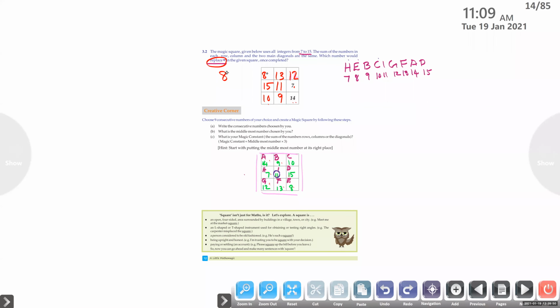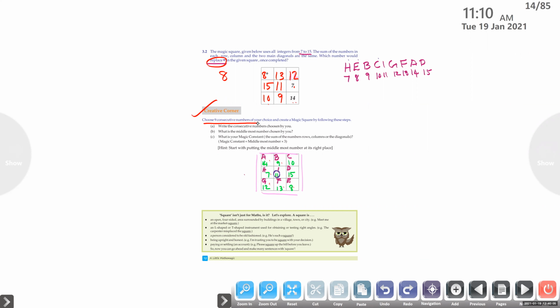Yes, okay, ma'am. Now I'll give you another question. This is the question, Creative Corner. We have used that grid for explaining, that's why it's a question. Just choose 9.